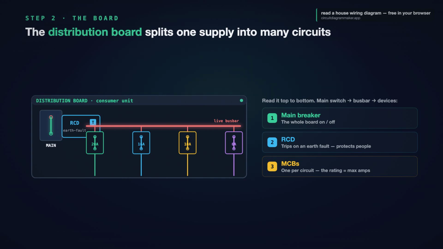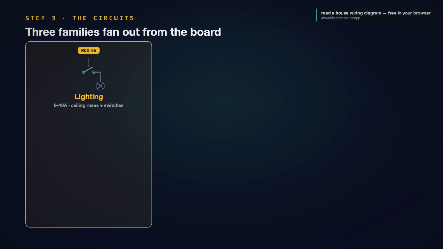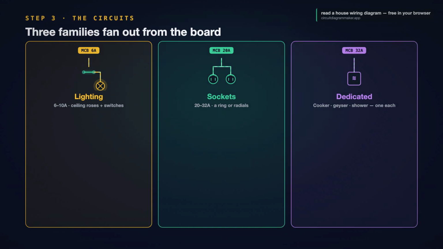Step 3. The circuits themselves, fanning out from those breakers. In a house, you will meet 3 families. First, lighting circuits, small breakers, 6 or 10 amp, feeding the ceiling roses and switches. Second, socket circuits, your general power outlets, wired as a ring or as radials, usually on a 20 or 32 amp breaker. And third, the dedicated circuits, one heavy appliance each on its own breaker. The cooker, the geyser or water heater, the shower, the air con.